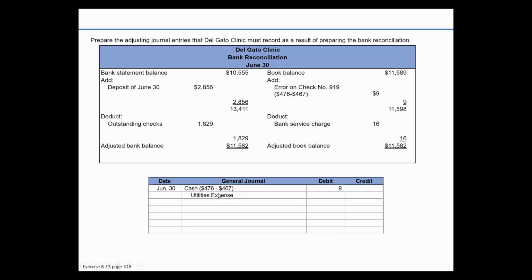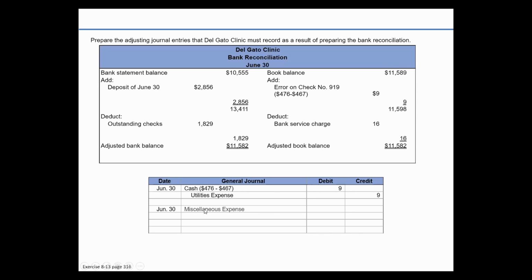And then we need to credit our utilities expense by $9 because we overstated that by $9. Initially, we debited utilities expense, credited cash. Well, in this case, we're just going to do the opposite because we want to correct that.